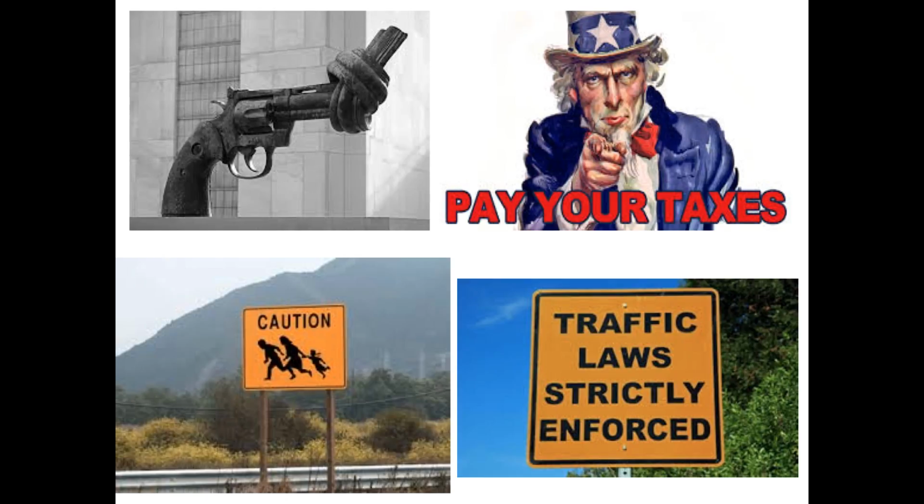So here's some pictorial examples. Of course, the left-hand corner is an anti-Second Amendment advertisement using the icon Uncle Sam, pay your taxes. Caution, people crossing. That's at the border. And then traffic laws are strictly enforced. That can be everything from speeds to not crossing over double lines to the fact that certain places you can't park, like the white painted curbs on the south side of Highland, which are there for drop-offs. You can't park there permanently, otherwise you will get a ticket.